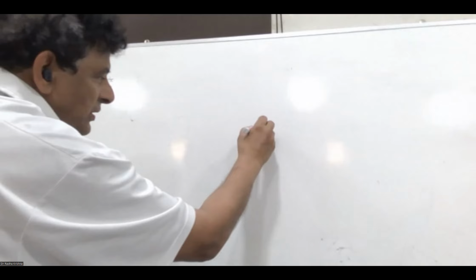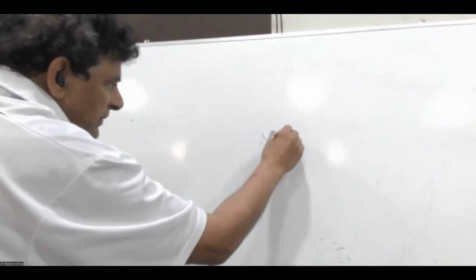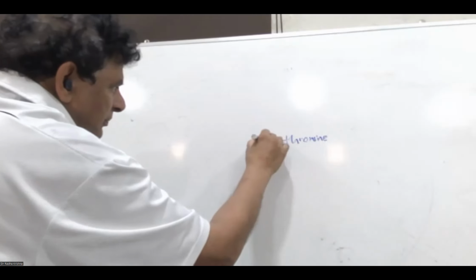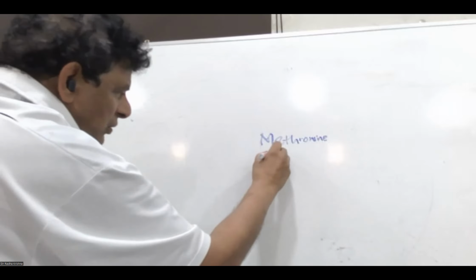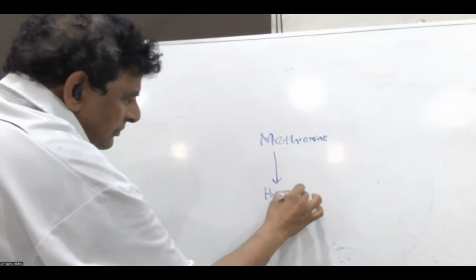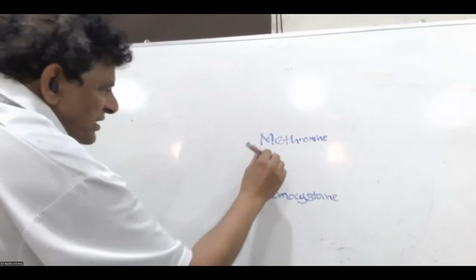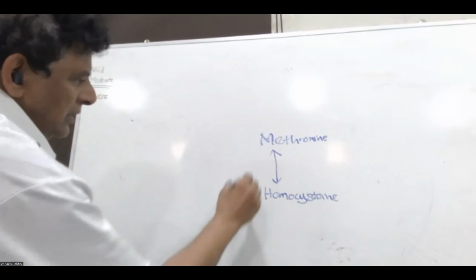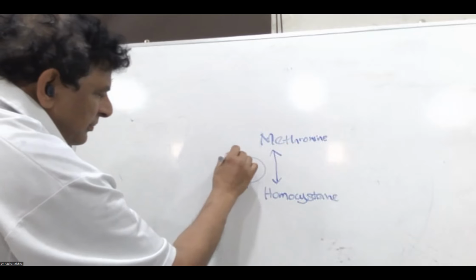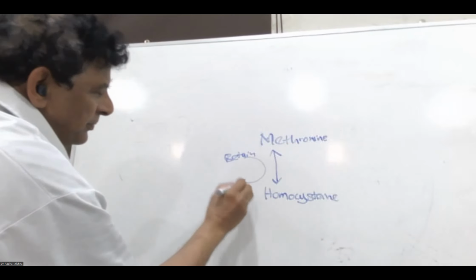Okay, the other thing you need to know is methionine. This is a biochemistry which I'm showing. Methionine converts to homocysteine. Homocysteine converts to methionine, and you require betaine, and it also requires TMG.